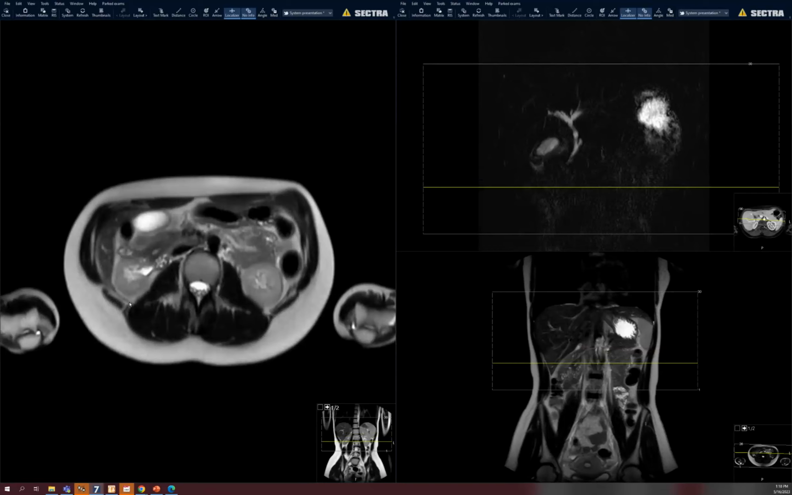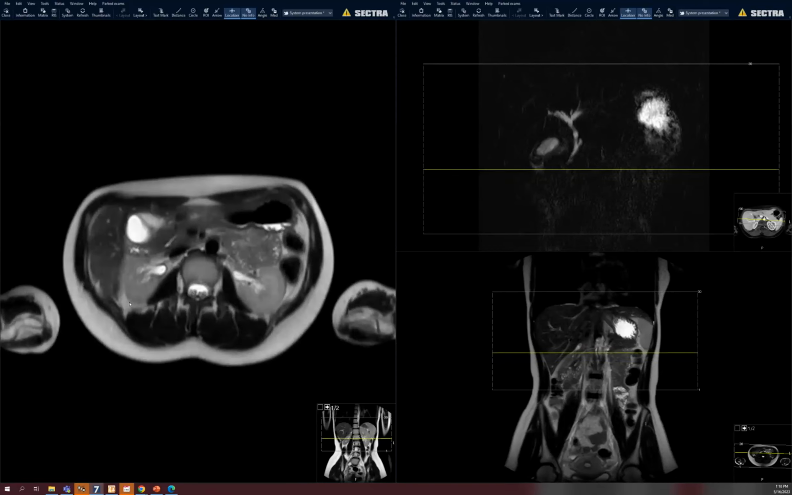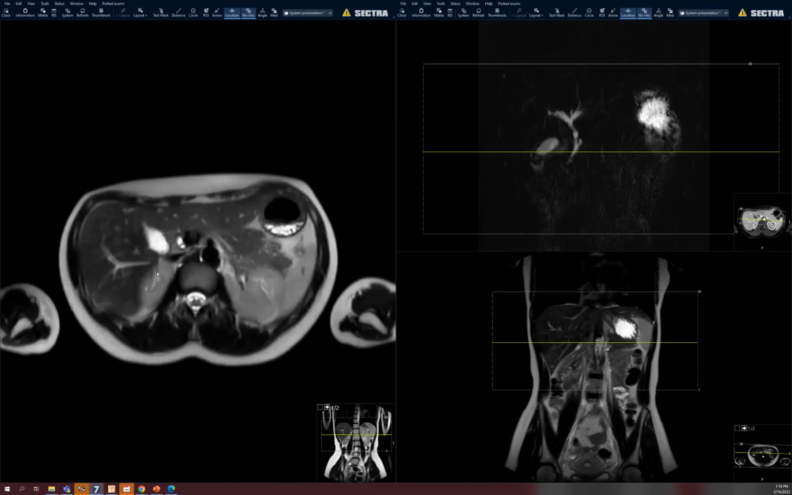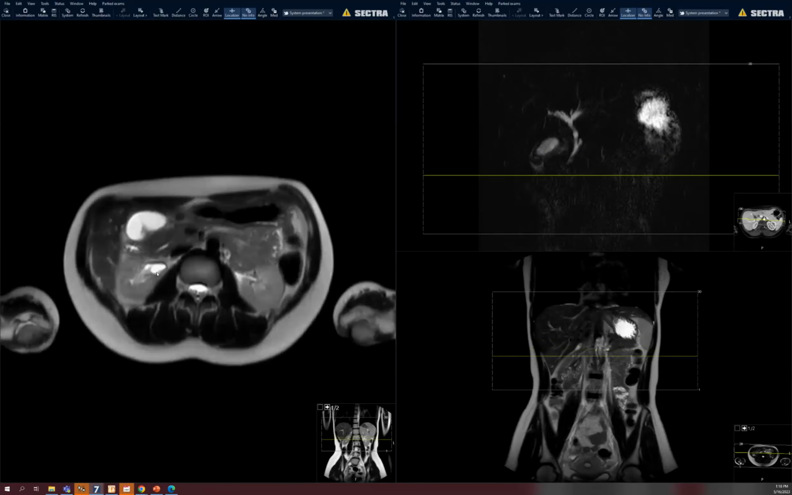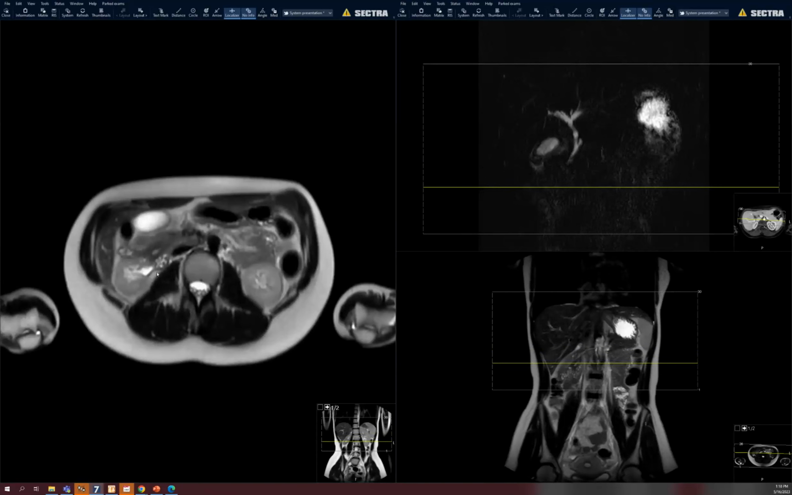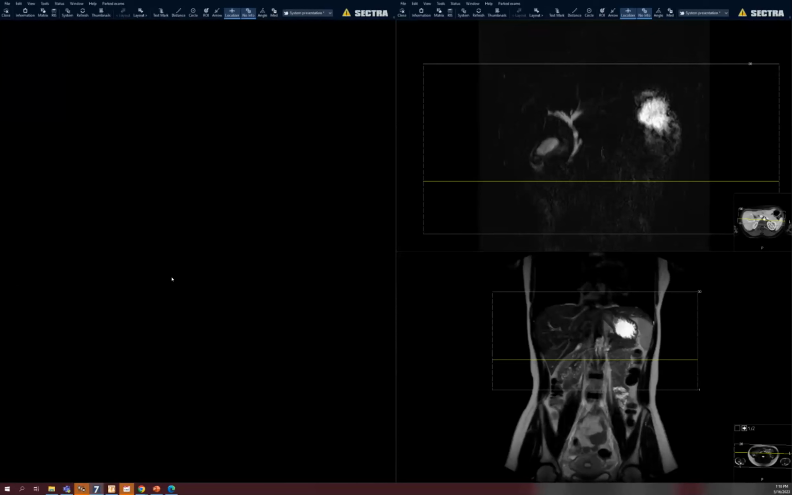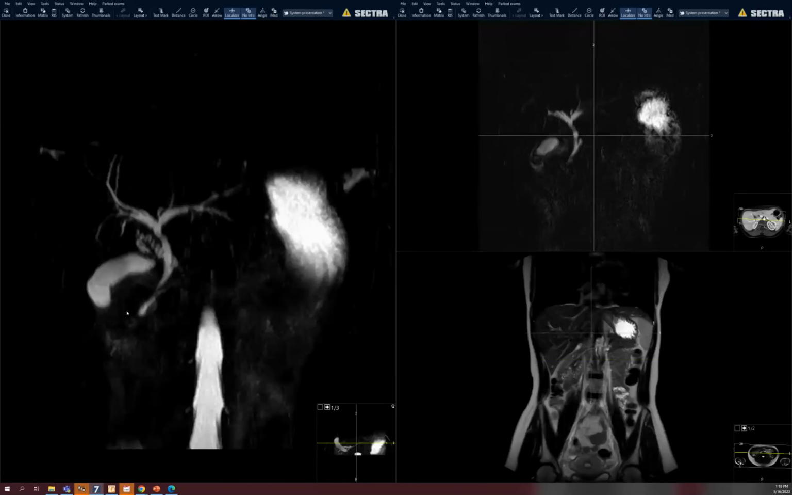You see a little bulge of the CBD at the ampulla. Down here, right there, it's a little bit bulgy, but I wouldn't necessarily call it a type 3 choledochal cyst. Okay, so let's look at the MRCP images now, and I have some more which I can scroll.